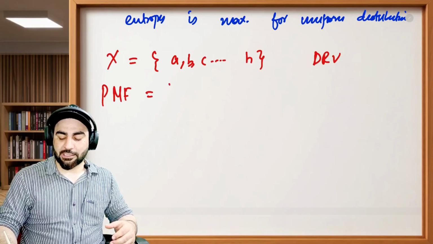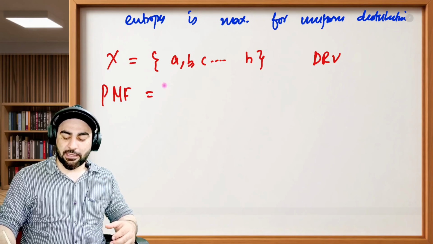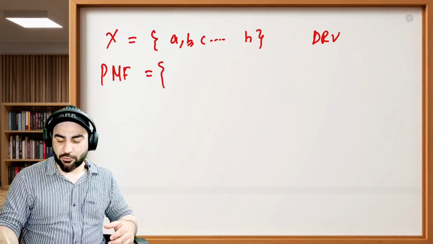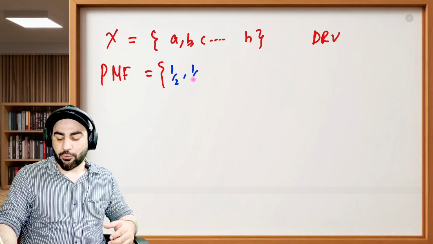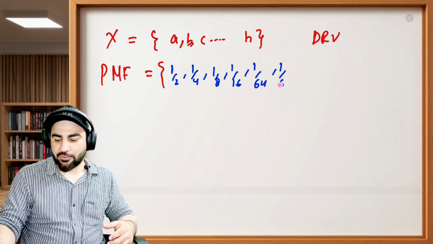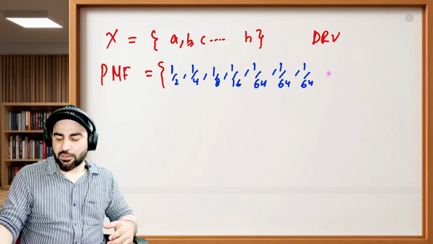So the probability mass function is like this. The probability that x takes value a, I'll directly write the values, I'll not write them one by one. So the probability mass function goes like this: 1/2, 1/4, 1/8, 1/16, 1/64, 1/64, 1/64, and 1/64.